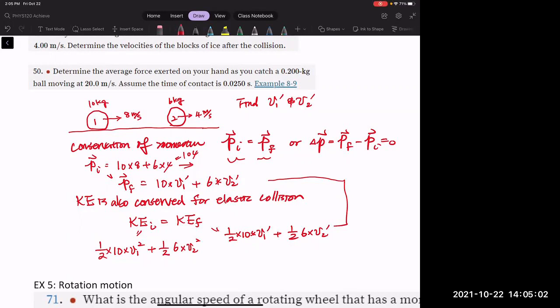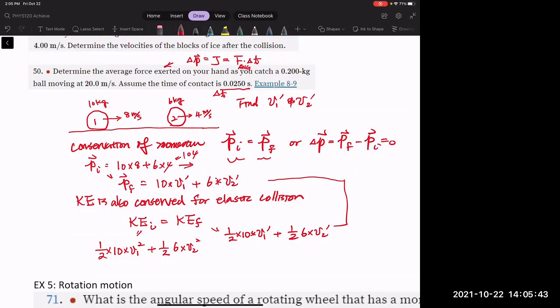To solve this problem, you use the change of momentum equal to the impulse, where impulse is equal to the force times the time of the contact. This is the time of the contact. Then how do you find the average force? This is the average force. To find it, you have to find the change of the momentum.